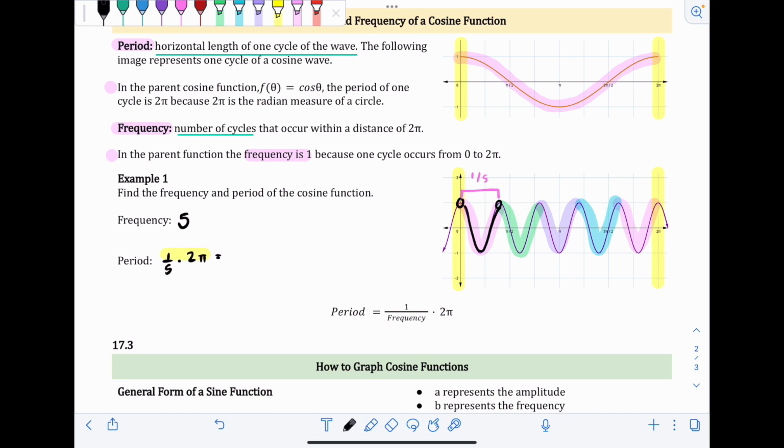1 times 2 pi is 2 pi, and then over just a 5 in the denominator. So we have 2 pi over 5 is the period. And that's the length, or how long it takes before it starts to repeat itself after that first time. And then here's the formula for finding the period. It's the same as when we found it with sine. You take 1 over the frequency, which is what we did here, 1 over 5, the frequency, and you multiply it by 2 pi.